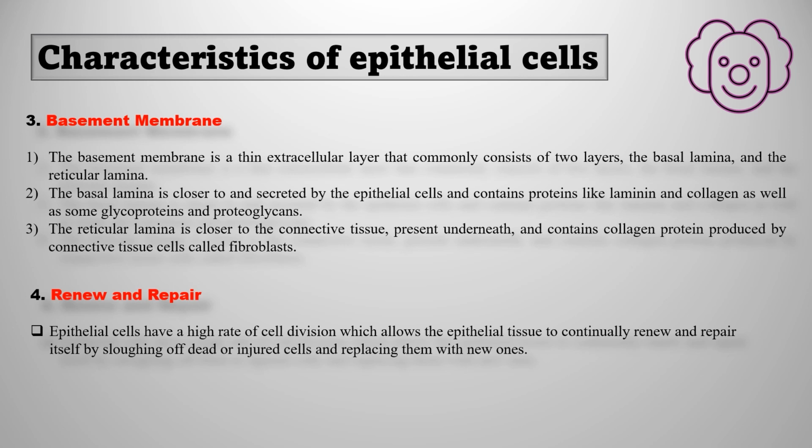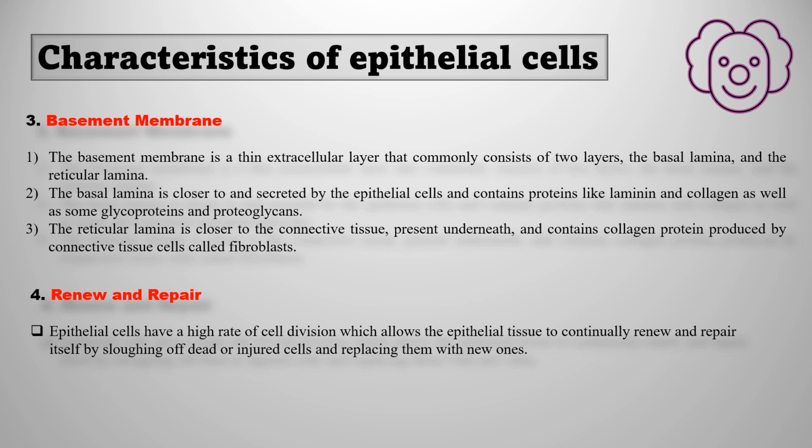The second layer, again be careful, the reticular lamina, is closer to the connective tissue present underneath, and contains collagen proteins produced by connective tissue cells called fibroblasts, not the epithelial tissue. Fibroblasts are cells that belong to the connective tissue. They do not belong to the epithelial tissue. Be careful.